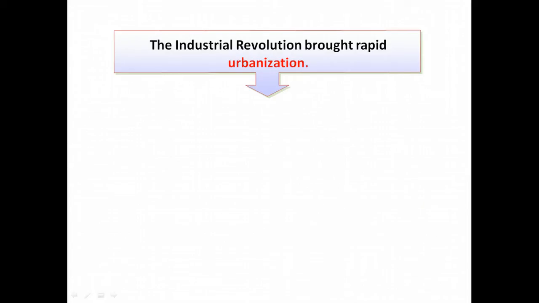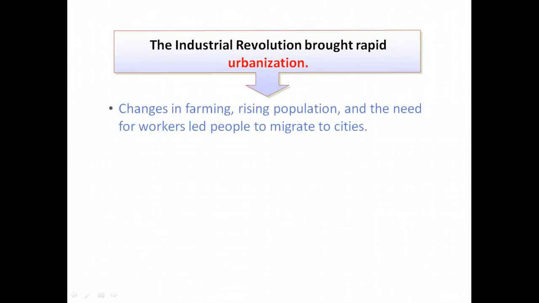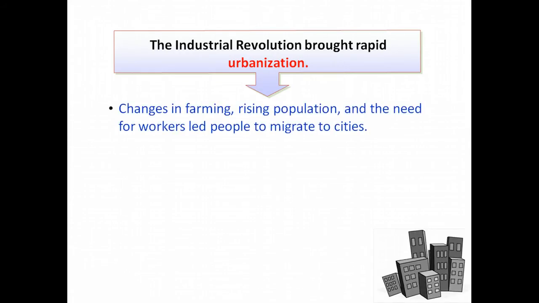As we've talked about, the Industrial Revolution changes brought about rapid urbanization, and urbanization is a movement of people from the country to the city. Changes in farming, which we talked about in previous sections. Population increase, both in England, in Europe, and in the world. The enclosure movement, driving people off of farms. And in the cities, the need for workers resulted in people migrating to the cities.